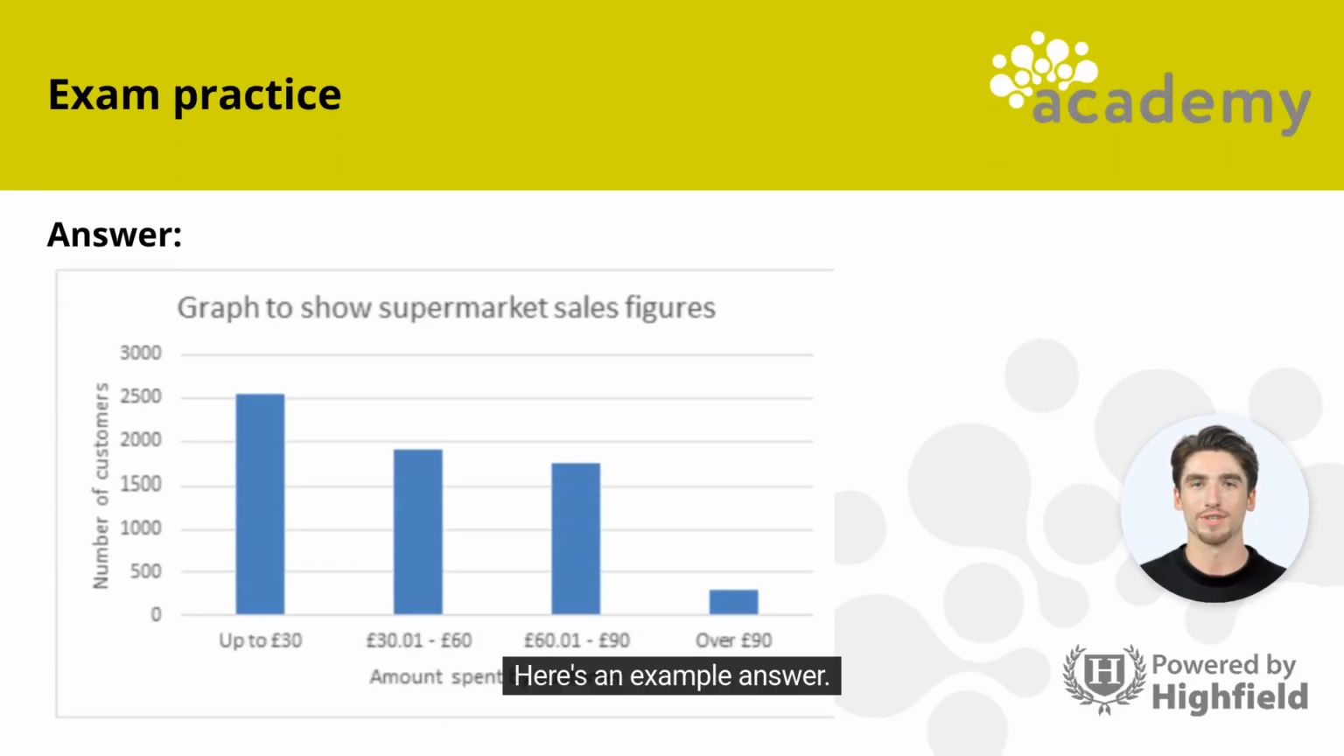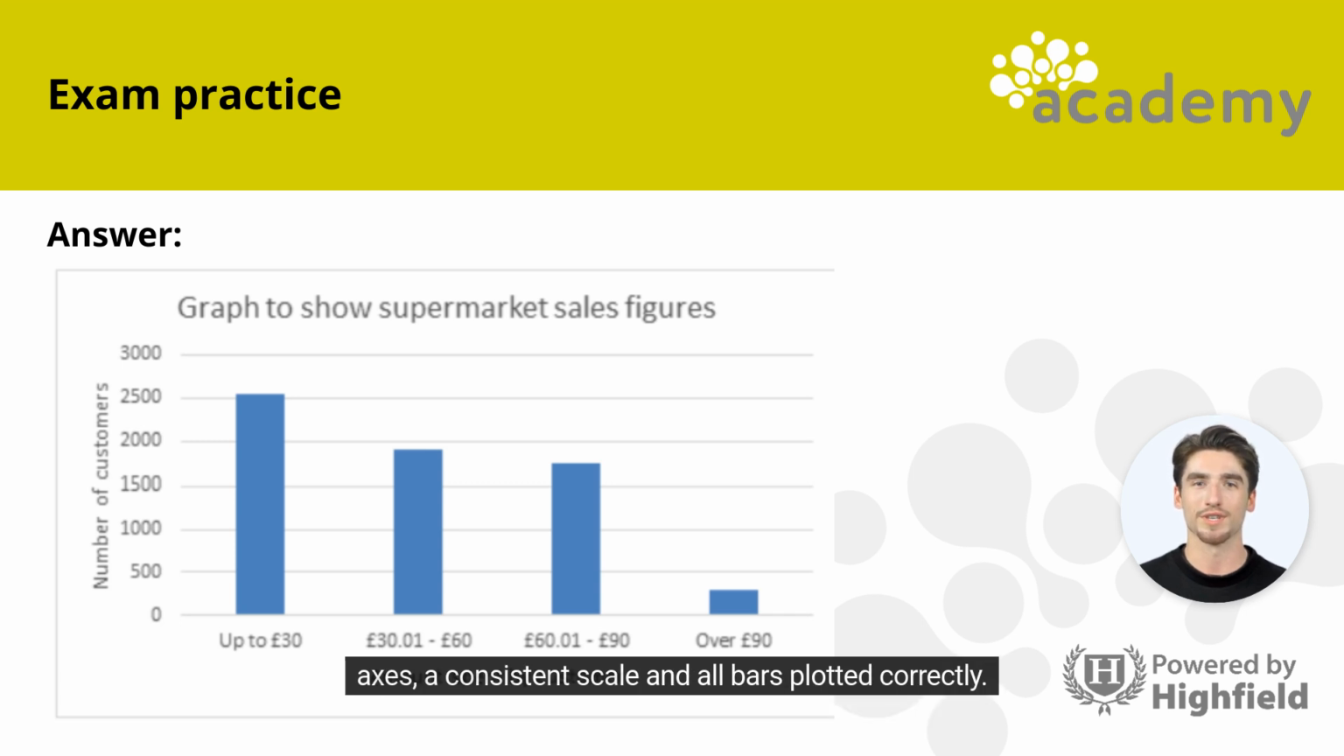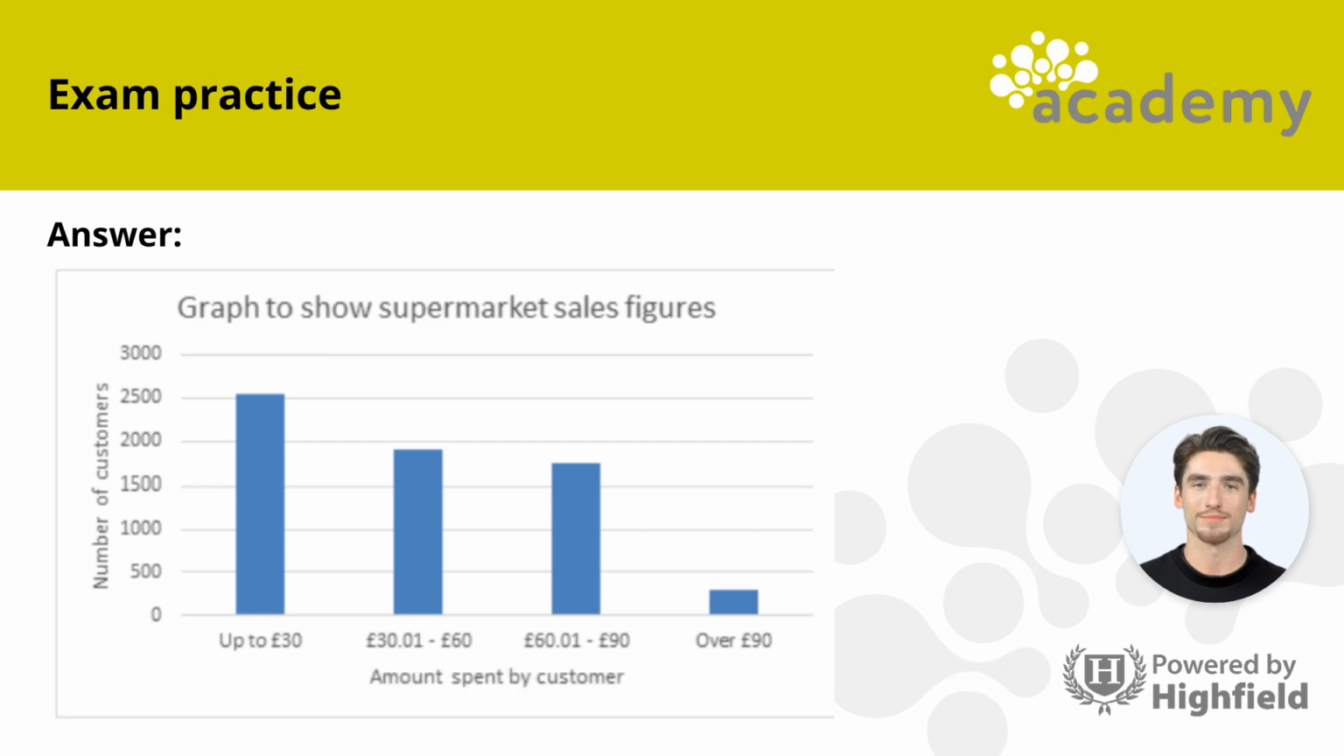Here's an example answer. Your bar chart may look a little different to this example, but should include a title, labels on both axes, a consistent scale, and all bars plotted correctly.